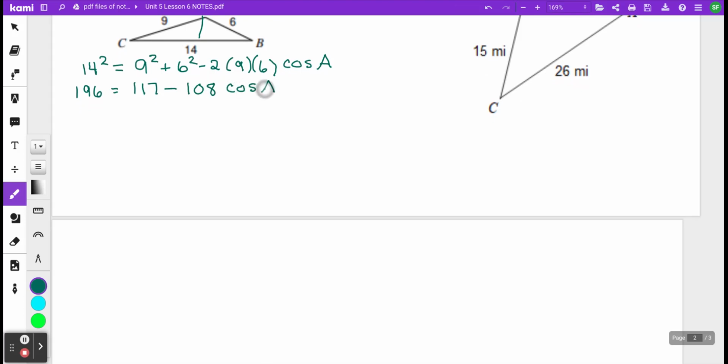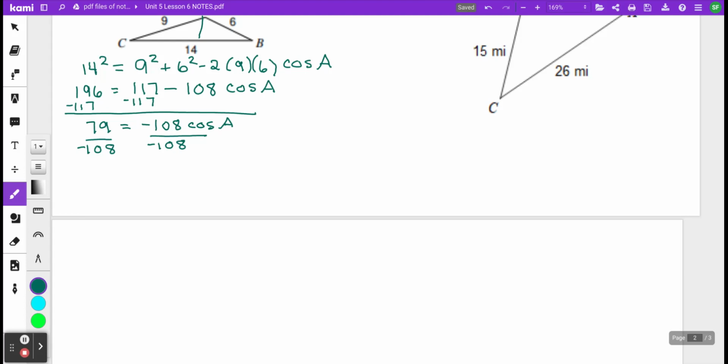cosine A. And then here we're just going to go add, subtract, multiply, divide. So we're going to move 117 to the other side. Since it's positive, we subtract it. We're going to get 79 equals negative 108 cosine A. And we're going to divide by negative 108 because we want that A by itself. So 79 divided by negative 108.